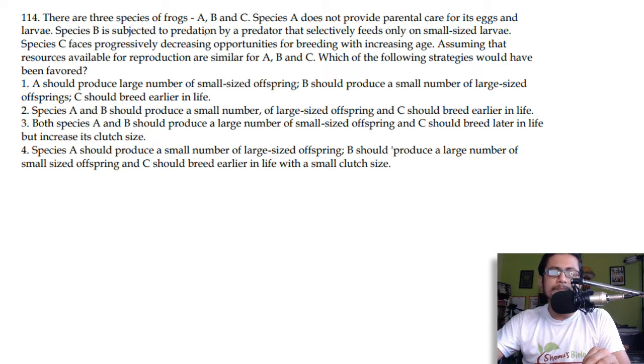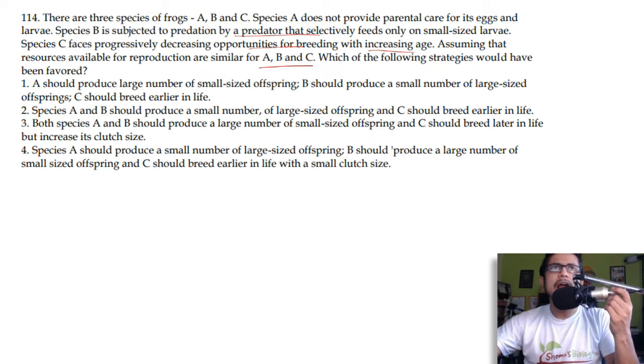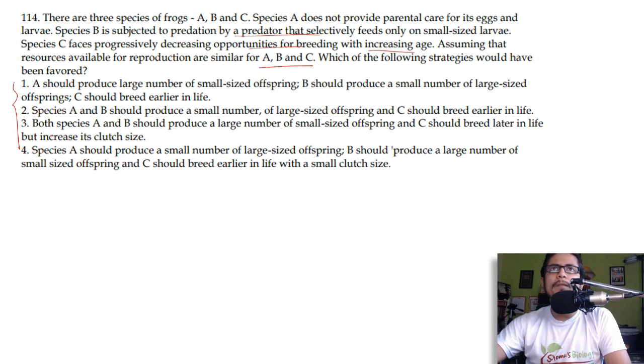This is question number 1. There are 3 species of frogs, A, B and C. Species A does not provide parental care for its eggs and larvae. Species B is subjected to predation by other predator species, which selectively feeds only on small size larvae. Species C faces progressively decreasing opportunities for breeding with the increasing age of their life. Assuming that resources available for reproduction are similar for A, B and C, which of the following strategies would have been favored for the survival of all the species?